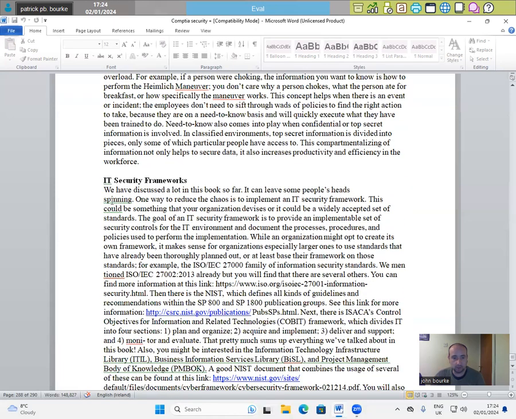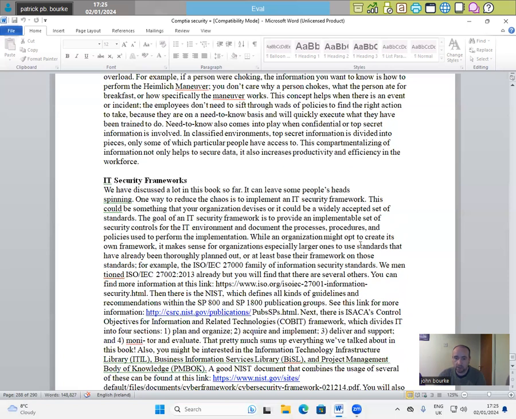IT security frameworks. We have discussed a lot in this book so far. It can leave some people's heads spinning. One way to reduce the chaos is to implement an IT security framework. This could be something that your organization devises, or it could be a widely accepted set of standards. The goal of any IT security framework is to provide an implementable set of security controls for the IT environment and document the processes, procedures, and policies used to perform the implementation.